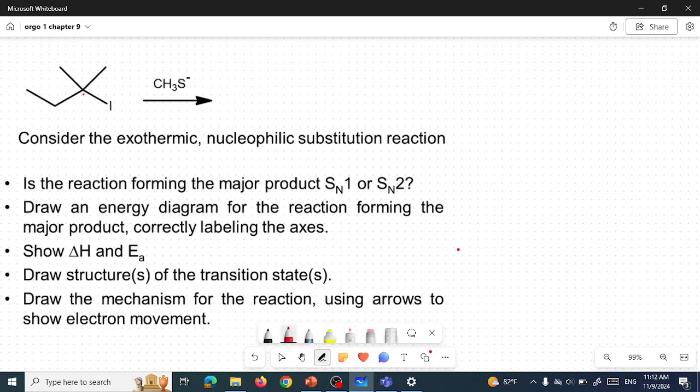In this reaction, you're having a tertiary alkyl halide. This is a tertiary alkyl halide, so that guarantees this is going to undergo an SN1 reaction, not SN2. Because it undergoes an SN1 reaction, this is going to be a two-step mechanism. But at the same time, the question also tells you this is an exothermic reaction. So we're going to draw the energy diagram.